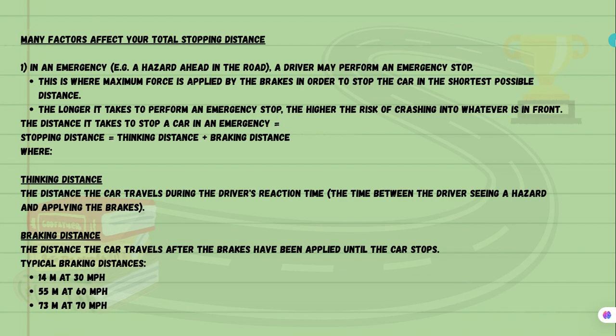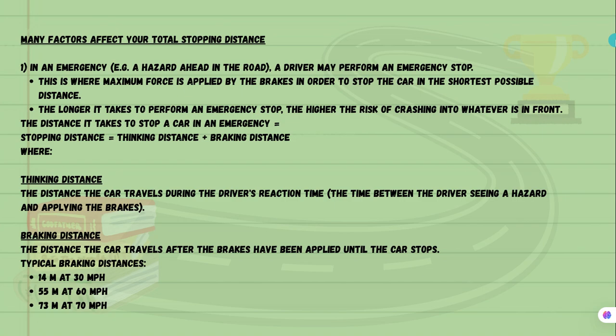Many factors affect your total stopping distance. In an emergency, for example a hazard ahead in the road, a driver may perform an emergency stop. This is where maximum force is applied by the brakes in order to stop the car in the shortest possible distance. The longer it takes to perform an emergency stop, the higher the risk of crashing into whatever is in front. The distance it takes to stop a car in an emergency equals stopping distance, which equals thinking distance plus braking distance.